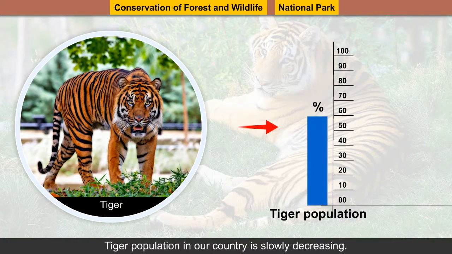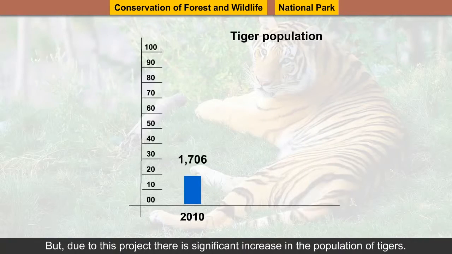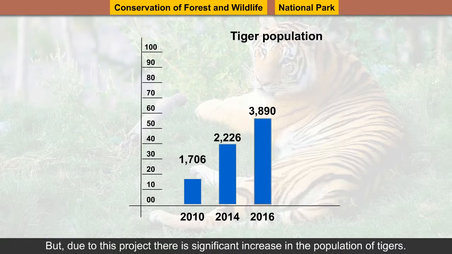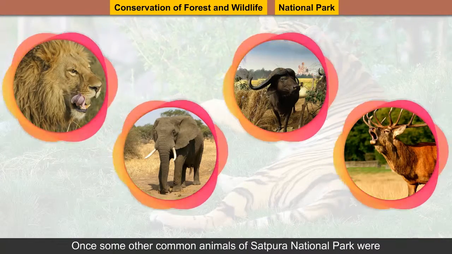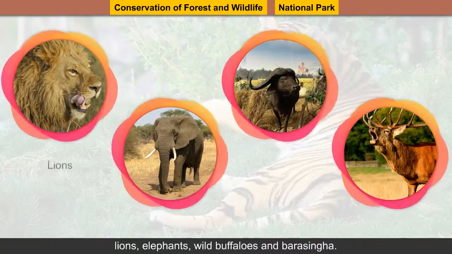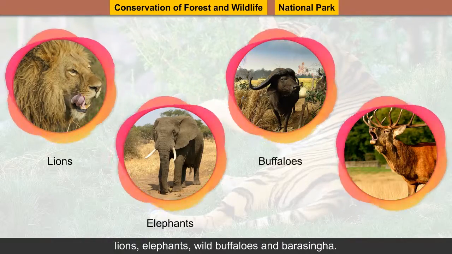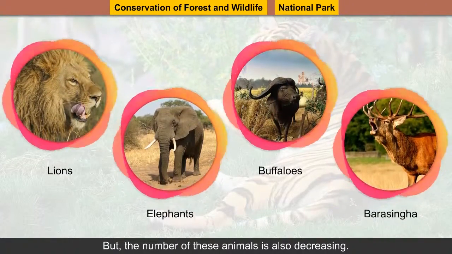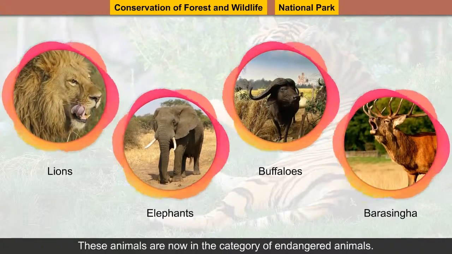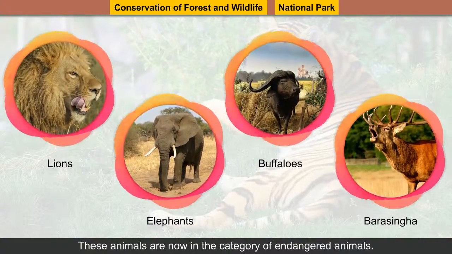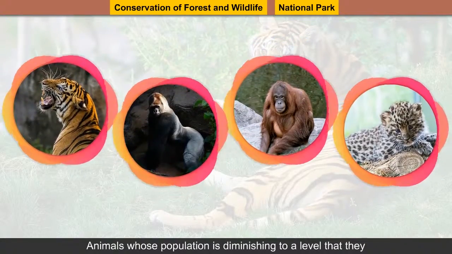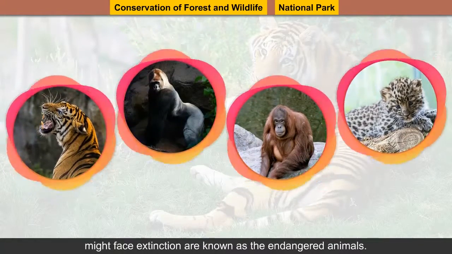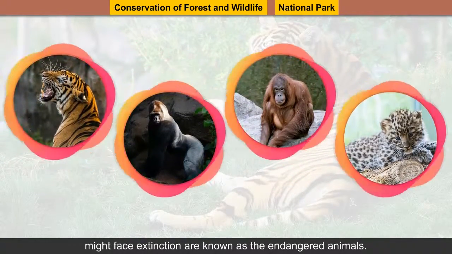Tiger population in our country is slowly decreasing, but due to this project there is a significant increase in the population of tigers. Once, some other common animals of Satpura National Park were lions, elephants, wild buffaloes and barasingha, but the number of these animals is also decreasing. The animals are now in the category of endangered animals. Animals whose population is diminishing to a level that they might face extinction are known as endangered animals.